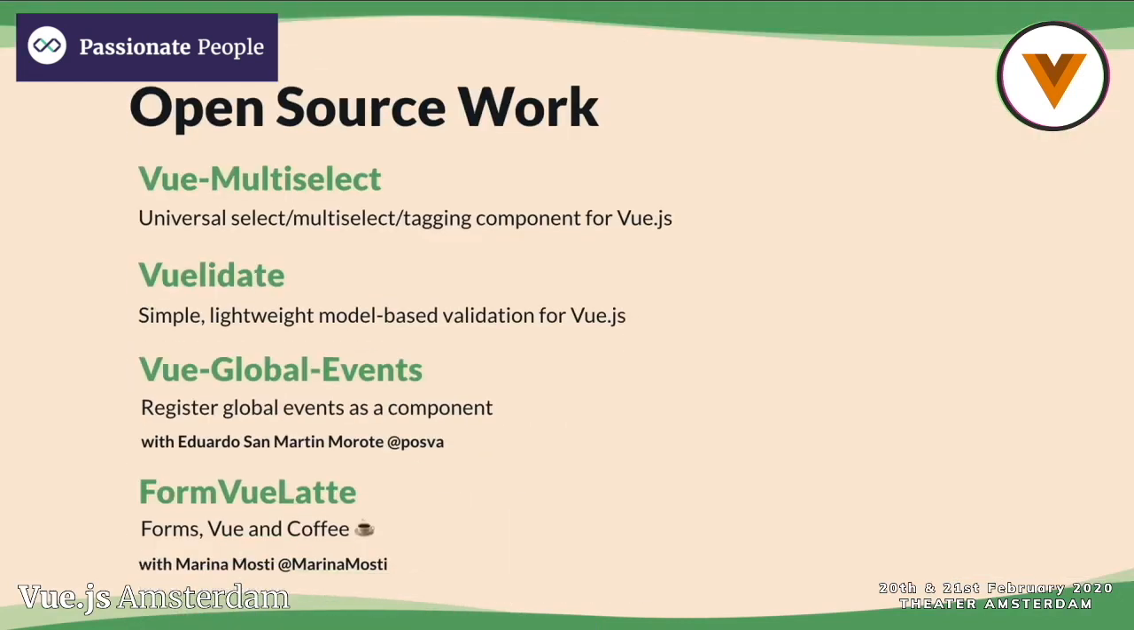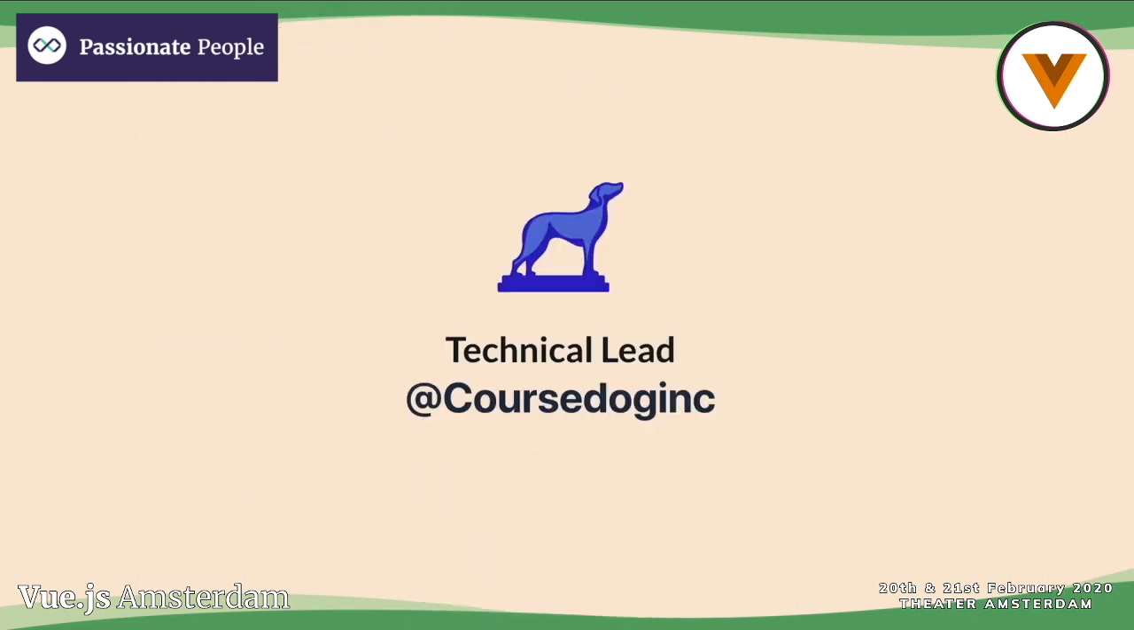So I also do some open source work, some of which I'm more proud of than the others. Guess which ones? But I very much like Vue Global Events with Eduardo. That's the best library because there is hardly any maintenance. And I work as a technical lead at CourseDog, a company that builds a scheduling platform and some event management things for US-based universities, which is also kind of fun, but also scary sometimes.